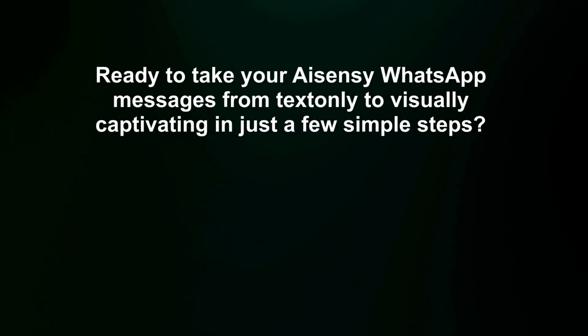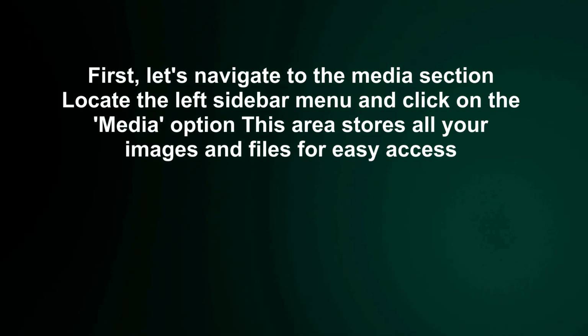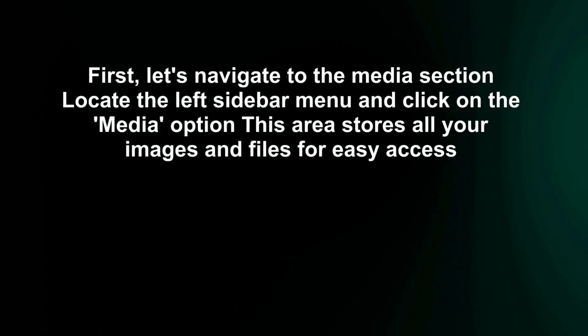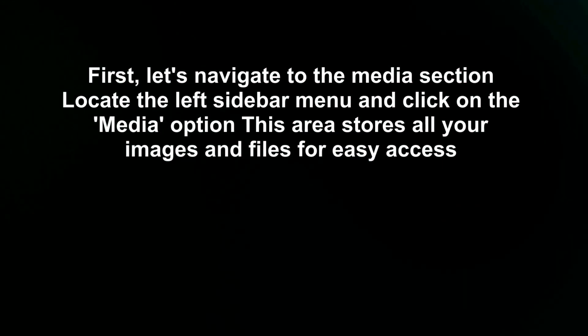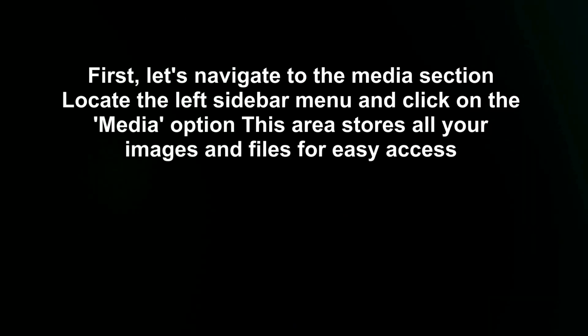Ready to take your Aisensy WhatsApp messages from text-only to visually captivating in just a few simple steps. First, let's navigate to the Media section. Locate the left sidebar menu and click on the Media option. This area stores all your images and files for easy access.